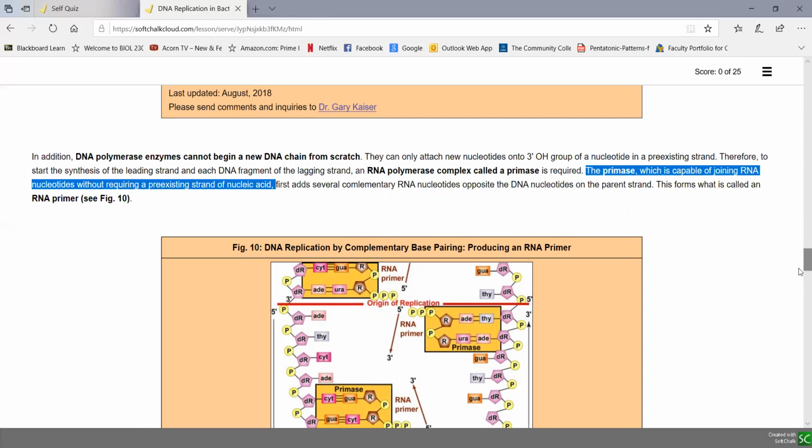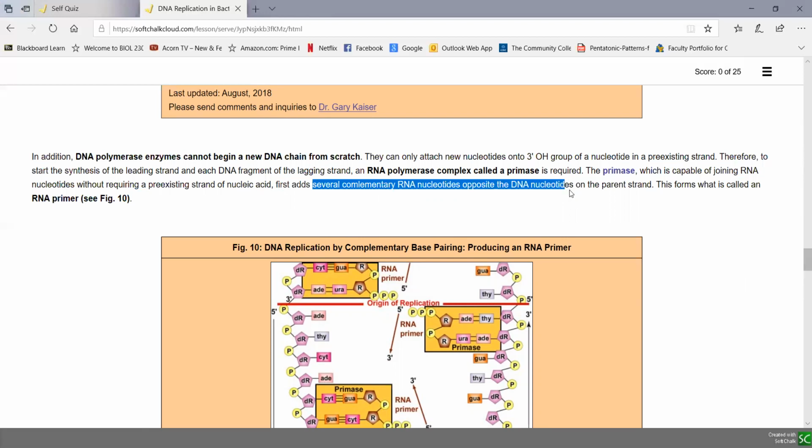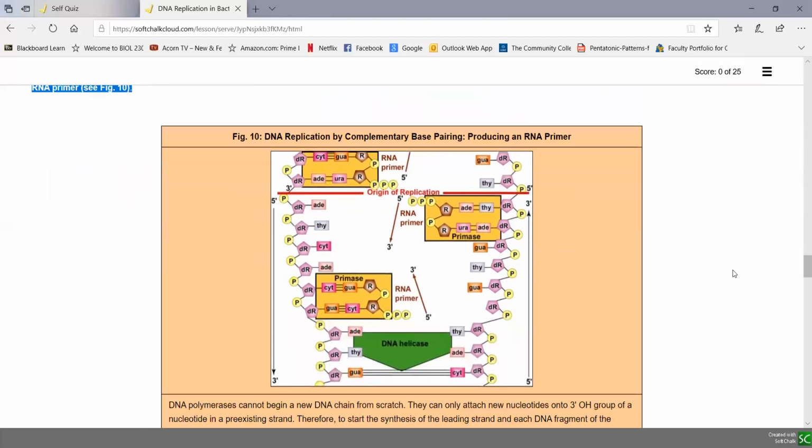So the first thing that happens at the beginning of the replication fork is that several complementary RNA nucleotides are lined up opposite DNA nucleotides by primase. And that forms what's called an RNA primer. And we see that beginning in figure 10.